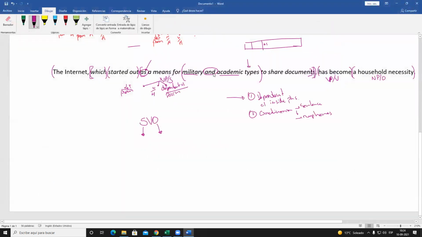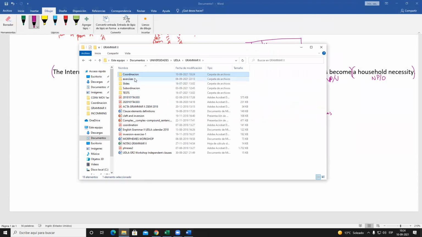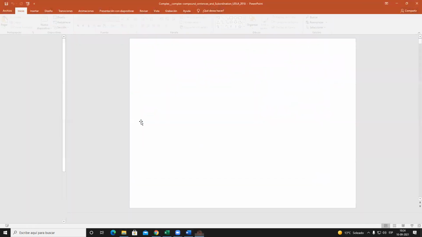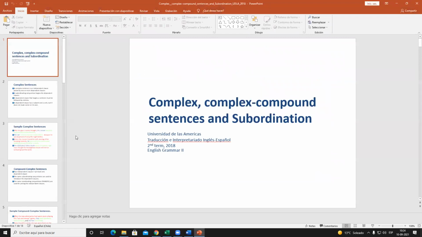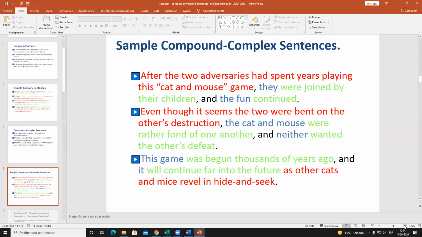Tienen este PPT en su Gmail. Vamos a avanzar hacia el famoso PPT que ya hemos visto millones de veces, lo hemos trabajado caleta de veces. Voy a ir avanzando hasta donde habíamos quedado.